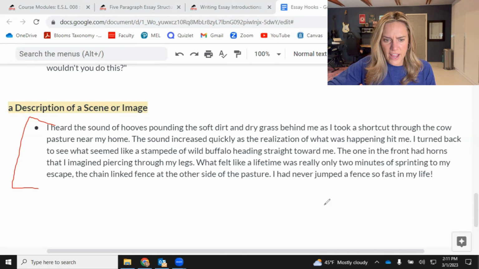The one in the front had horns that I imagined piercing through my legs. What felt like a lifetime was really only 2 minutes of sprinting to my escape, the chain-linked fence at the other side of the pasture. I had never jumped a fence so fast in my life.